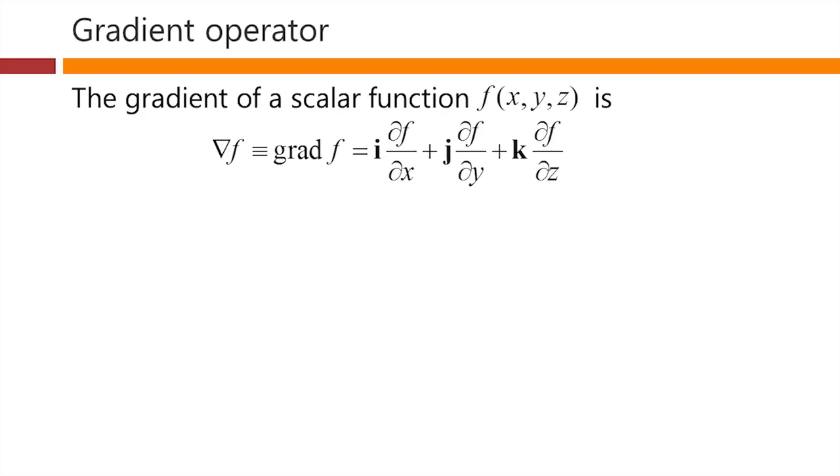The gradient operator is defined for a scalar function f as the gradient of f is the unit vector in the x direction i times the partial derivative df by dx plus the unit vector in the y direction j times the partial derivative df by dy plus the unit vector in the z direction k times the partial derivative df by dz.